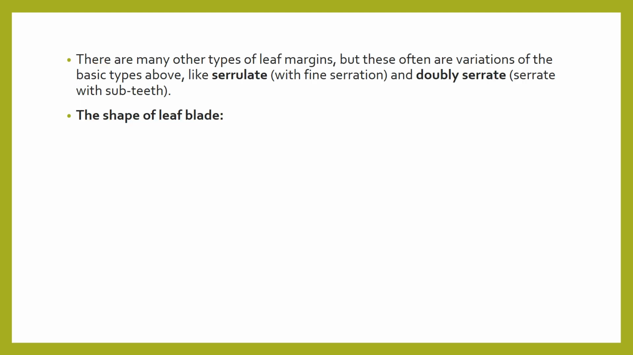Also, there are many other types of leaf margins, but these are often variations of the basic types above, like serrulate, which is with fine serration, or you can say with fine teeth. And doubly serrate, which is serrate with sub-teeth. You can Google it and see an example for each one of these.